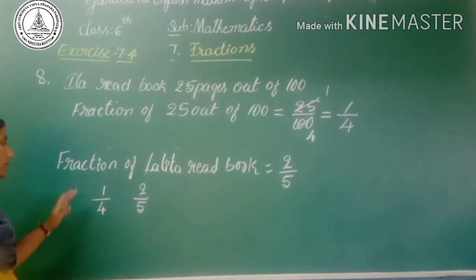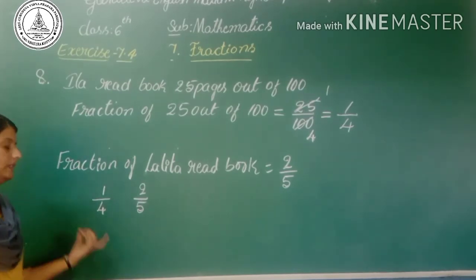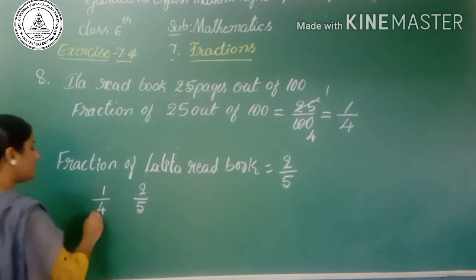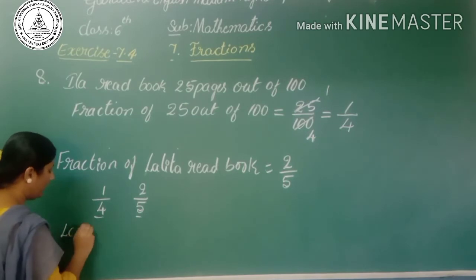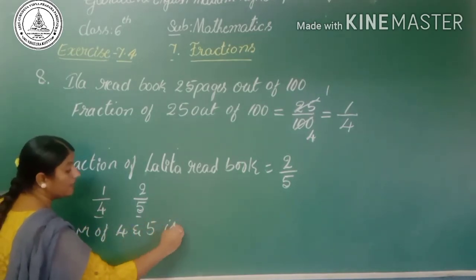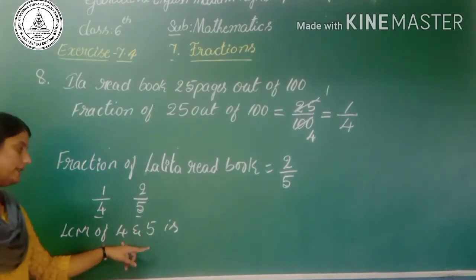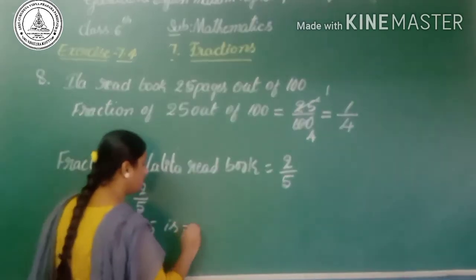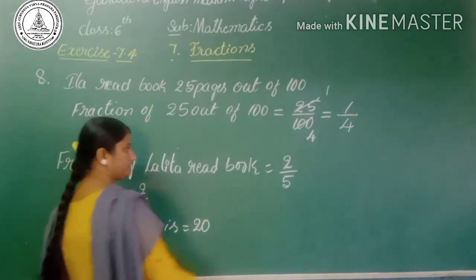Now you can see both the fractions have different numerators and different denominators. Then what do we have to do in these cases? In this case we have to take the LCM of 4 and 5. LCM of 4 and 5: as you can see, 4 and 5 are co-prime numbers. The LCM of two co-prime numbers is their product. So 4 5s are 20.